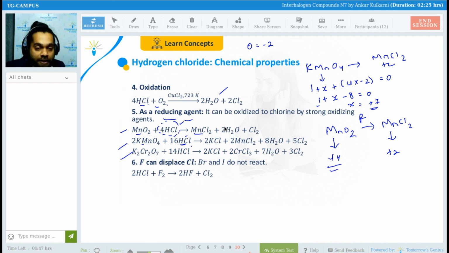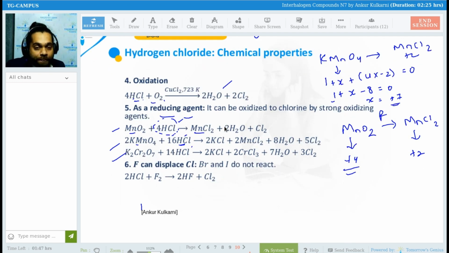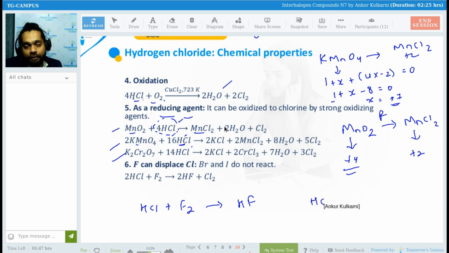Okay. Now look at the next reaction. HCl plus F2 is giving me HF. Now over here, everyone, if I do the opposite, or let us say if I react HBr plus I2, will the reaction happen? Come on, tell me. HBr plus I2, or HCl plus Br2, will the reaction happen?